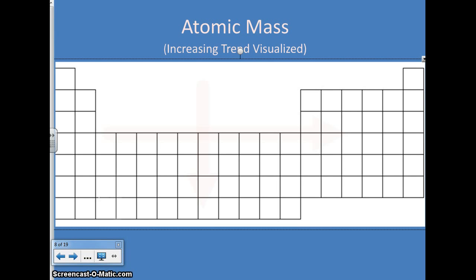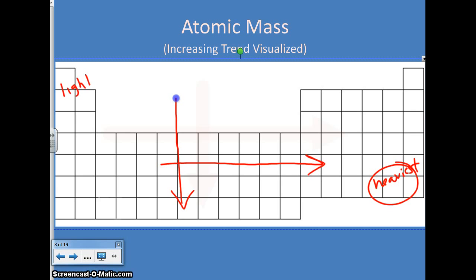If you were to summarize or try to visualize the atomic mass trend, if we were to draw an arrow here, the atomic mass increases as you go down the periodic table, and the atomic mass increases as you go to the right of the periodic table. So the heaviest elements end up over here in the bottom right hand corner of the periodic table, and the lightest elements end up in the upper left corner. As a general trend, there are always some exceptions to the rule.